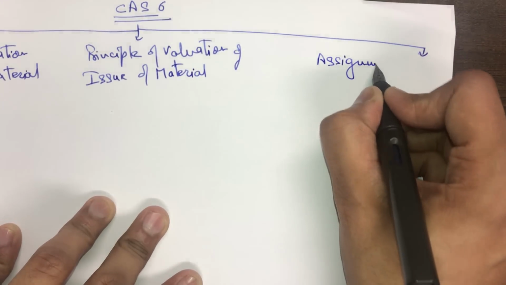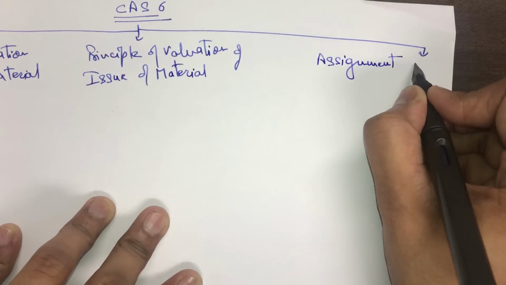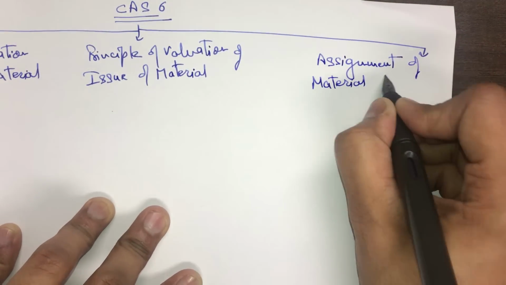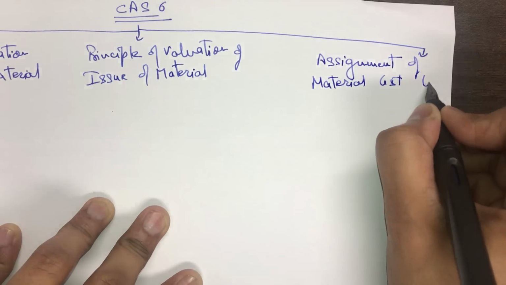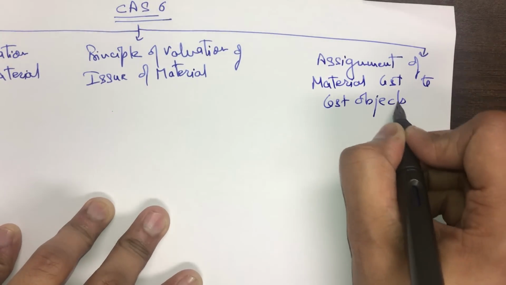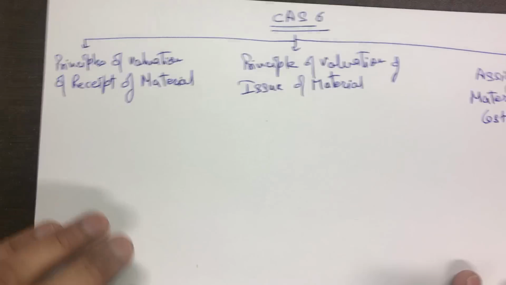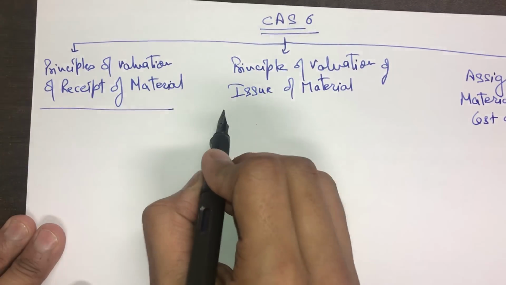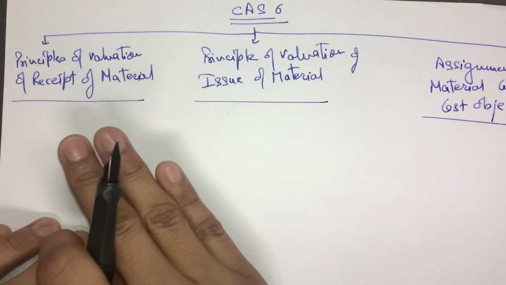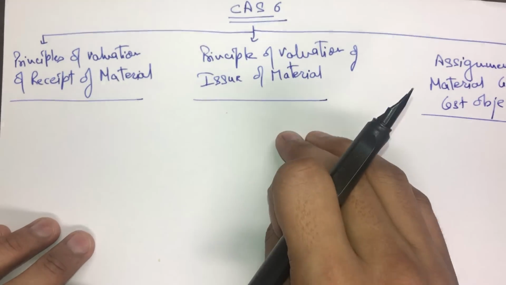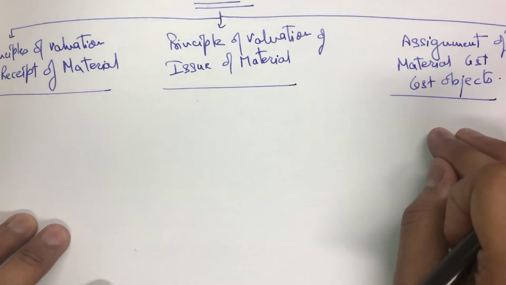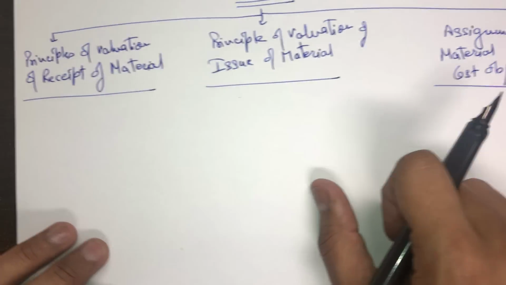Now we have a bucket known as material cost. How should we assign that material cost to different cost objects? This is our aspect number 3, which the cost accounting standard will deal with. So the 3 things which we are going to discuss in this cost accounting standard are: 1. Principles of valuation of receipt of material. Number 2. Principles of valuation of issue of material. Number 3. Principles of assignment of material cost to cost objects.